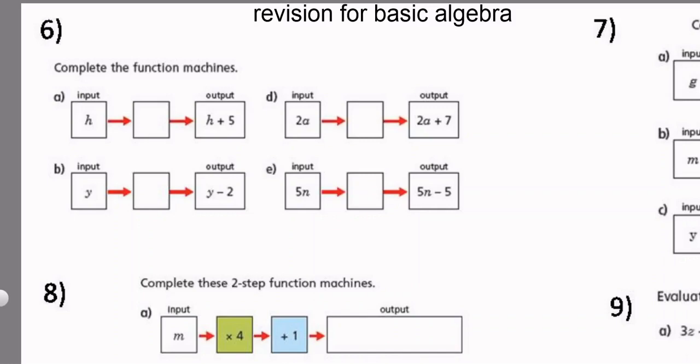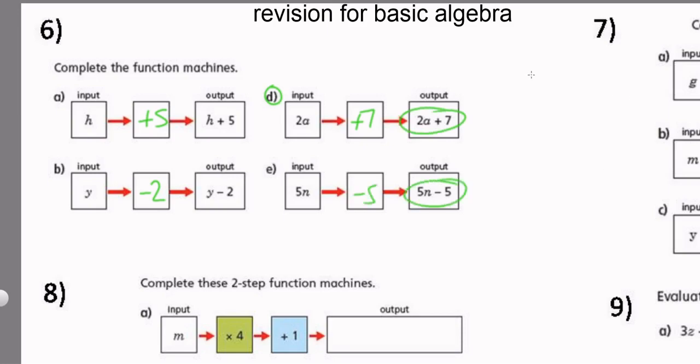Question 6. I'll just show you these quickly. You should be familiar with these now. Plus 5. Question B. Question A, B, right. Looks like we missed out question C. Let's just look at question D then over here. 2a plus 7 gives you 2a plus 7. And then 5n, take away 5, gives you 5n minus 5.